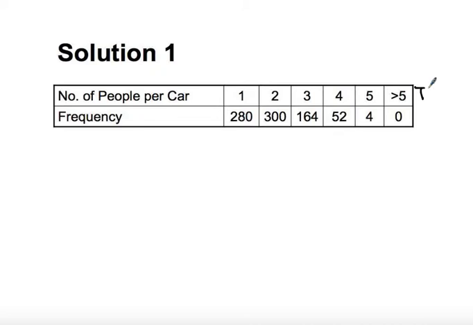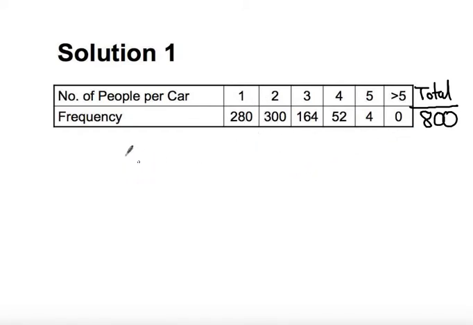So if I just add a total onto the end of this row, I can add the 280 to 300 to 164, 52 and the 4, and I get a total of 800. Okay, so that's a total of 800 cars.